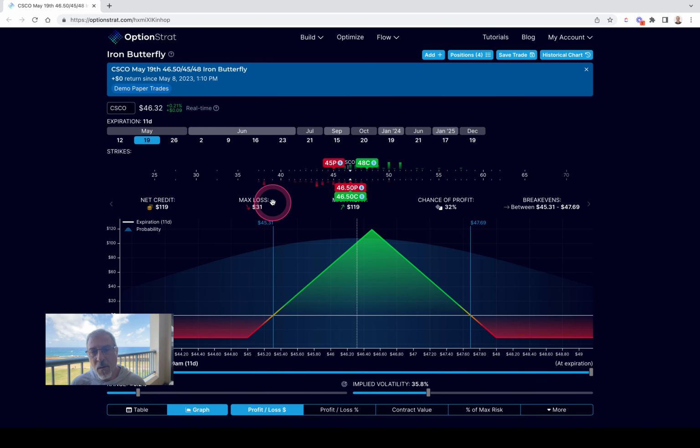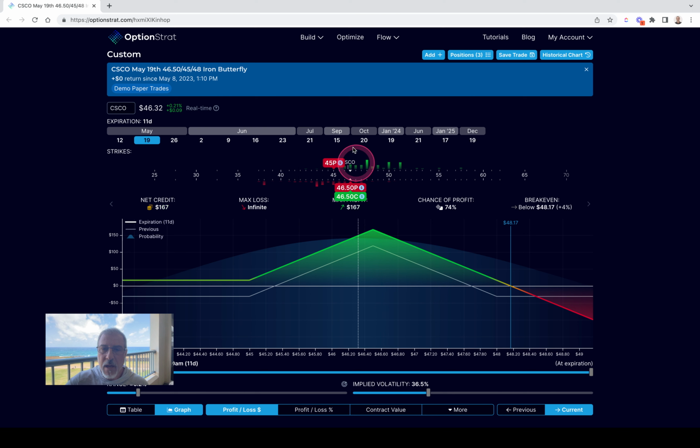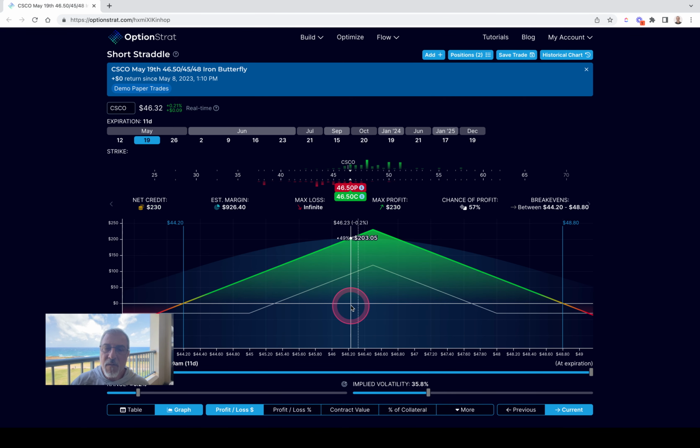Now, the second thing I want to do here is, again, notice we got 119 net credit. What happens if I don't buy these wings? In other words, I don't recommend this, but if I am okay flying without that wing protection, this is essentially an undefined risk trade. This means that we are fully exposed to whatever this thing might potentially do.